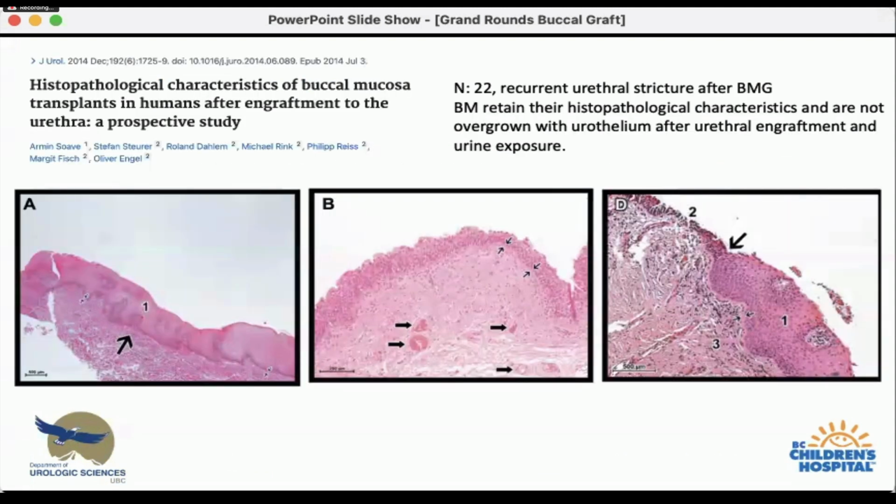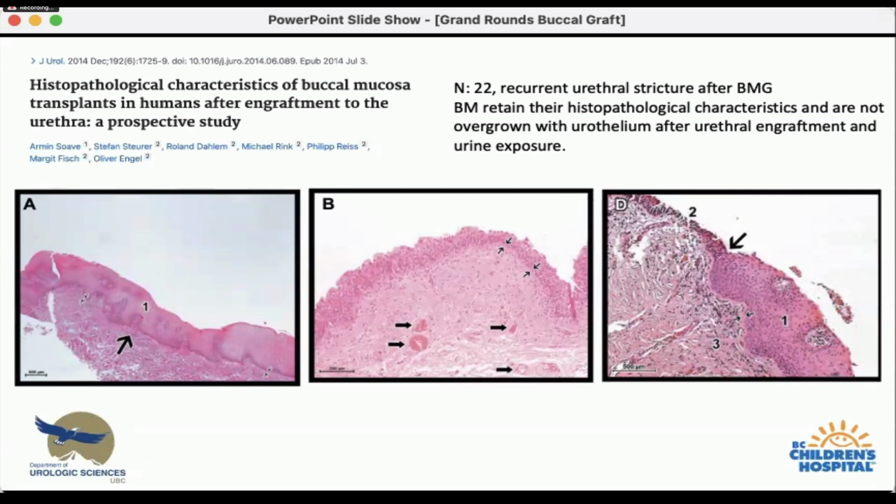This is a very nice paper by Sof. They prospectively evaluated 22 patients with recurrent urethral strictures after a buccal mucosa graft. Intraoperatively, they harvested a sample of the freshly harvested buccal graft from the cheek. That's figure 1, the figure 8.